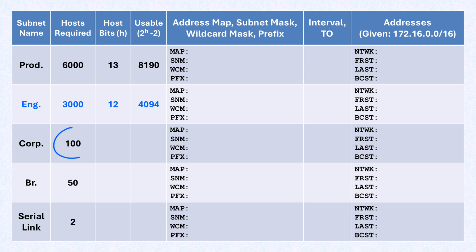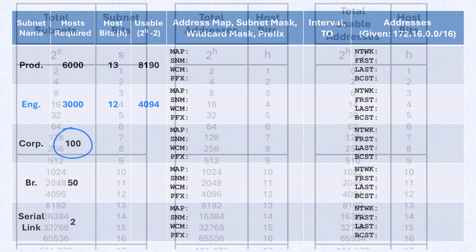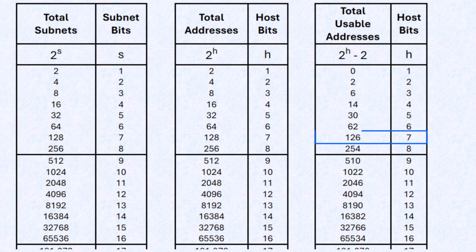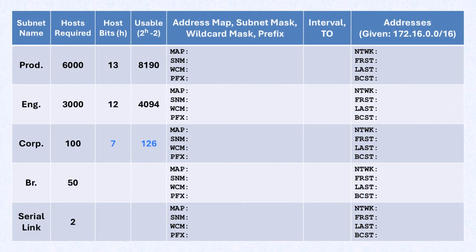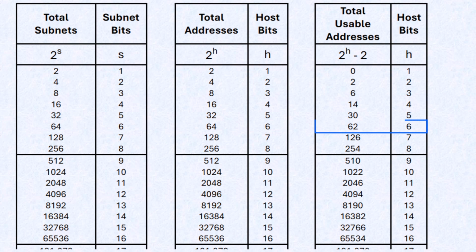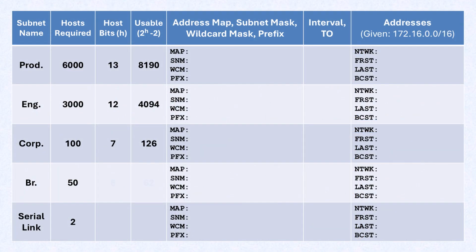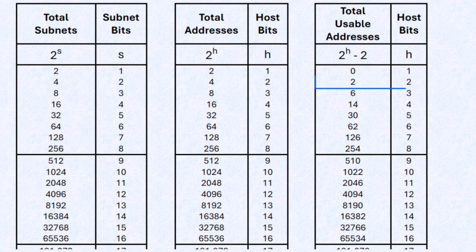For 100 host addresses, we need 7 host bits. For 50 usable addresses, we need 6 host bits. And finally, for the serial link, we need 2 host bits.